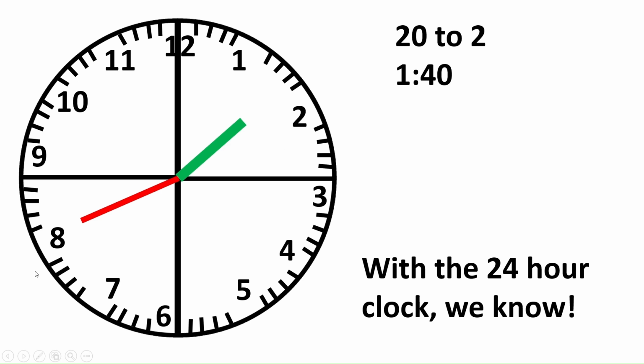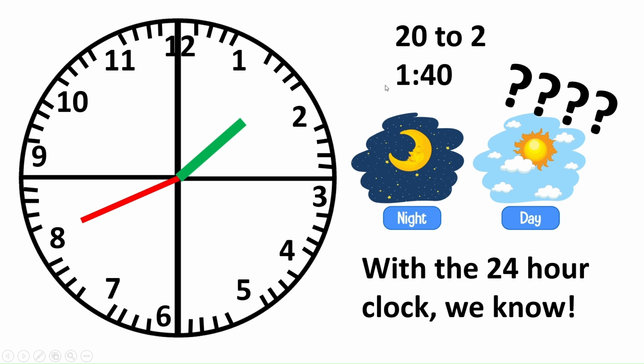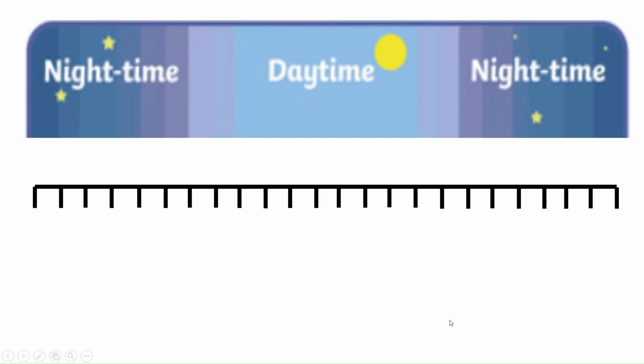Look at the clock here. The clock here shows 20 to 12, or we can say that it's 1:40. But we don't know if it's 1:40 at night or 1:40 in the day. However, with the 24-hour clock, we know if it's at night or at day. So let's see how the 24-hour clock works.